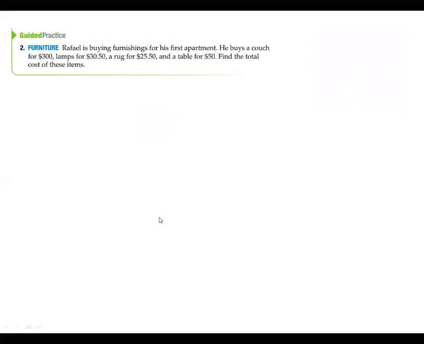So Raphael is buying furnishings for his first apartment. He buys a couch for $300, lamps for $30.50, a rug for $25.50, and a table for 50 cents. Find the total cost of these items. Now again, you could just plug these numbers straight into your calculator and hit enter. But if you had to do this using mental math, you'd want to use the commutative and associative properties to add them in your head. Okay, so go ahead and pause the video and hit play when you're ready.